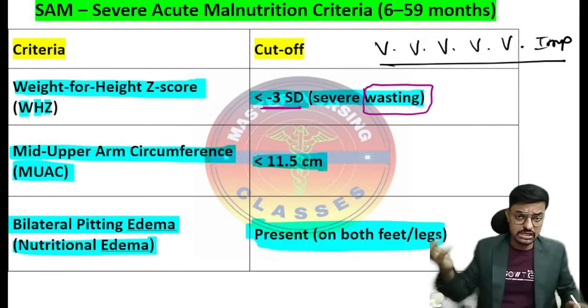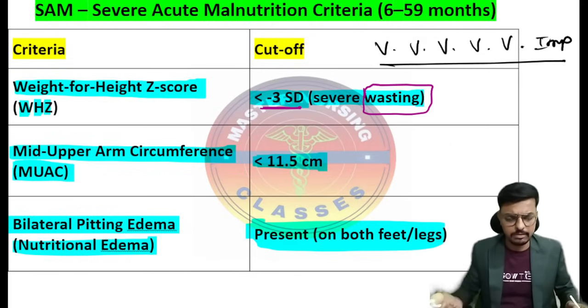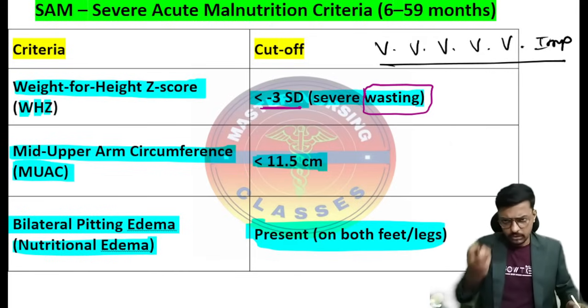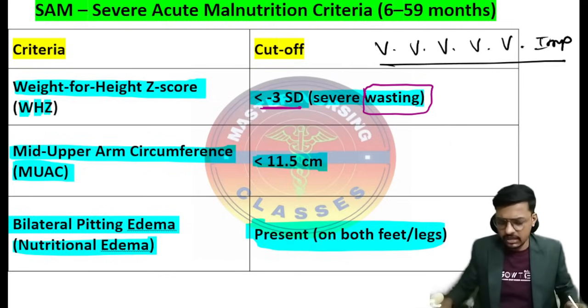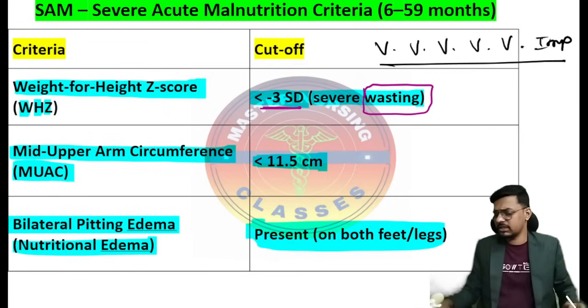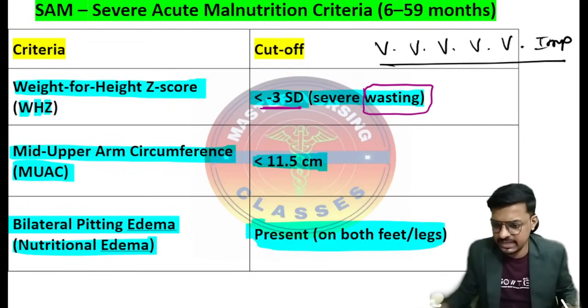Here, deficiency of protein means deficiency of albumin. No albumin means no oncotic pressure. No oncotic pressure means fluid will leak into the interstitial space, and fluid leaking into the interstitial space may cause edema. Is that clear to everyone?